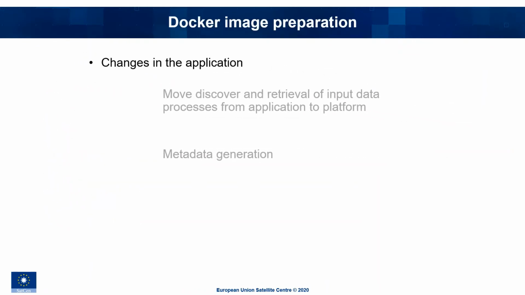Besides creating the Docker image containing the application, some changes are needed in the application. The processes of discovery and retrieval of the inputs are more efficient on the platform side, since it knows which resources are available locally. So it is recommended to rely on the platform for these tasks and to adapt the application to receive directly the inputs mounted in a folder. It is also needed to generate a metadata file with information about the output so the platform is able to catalog the output and access the results later.